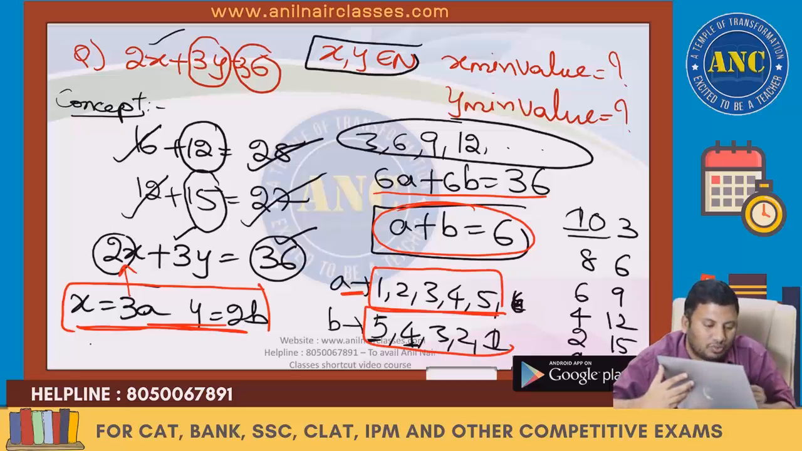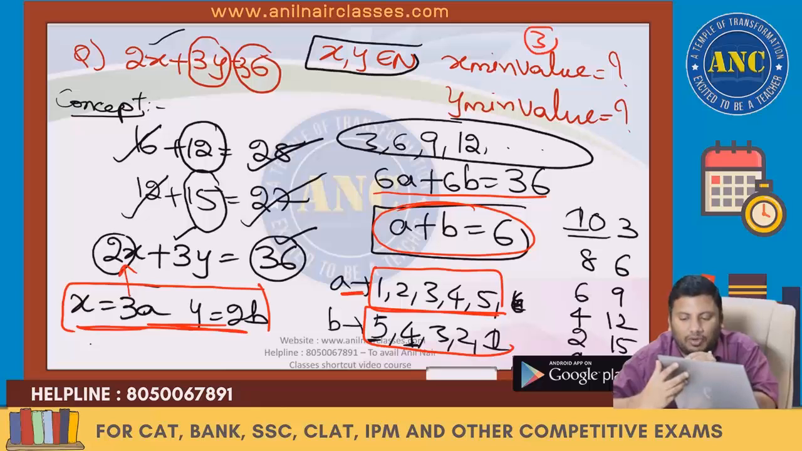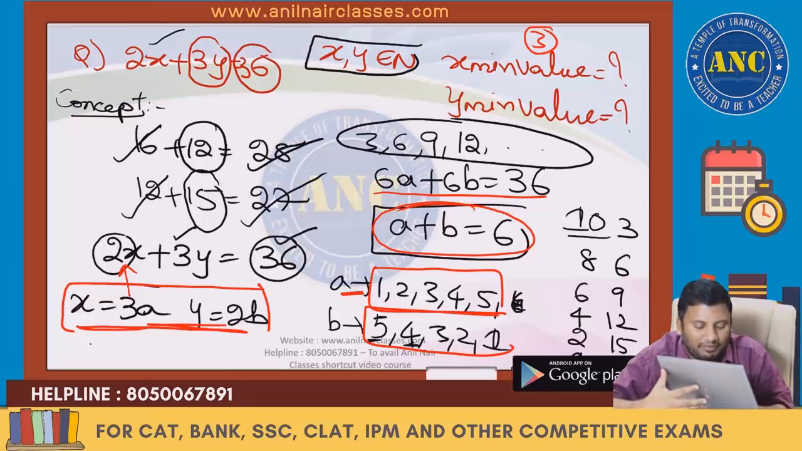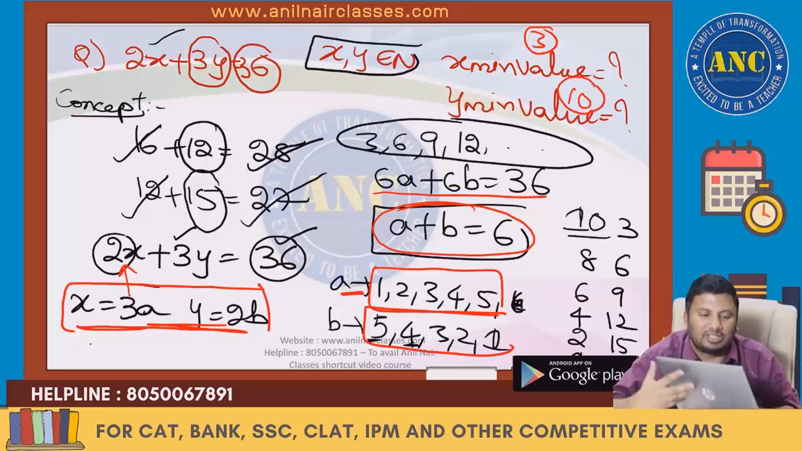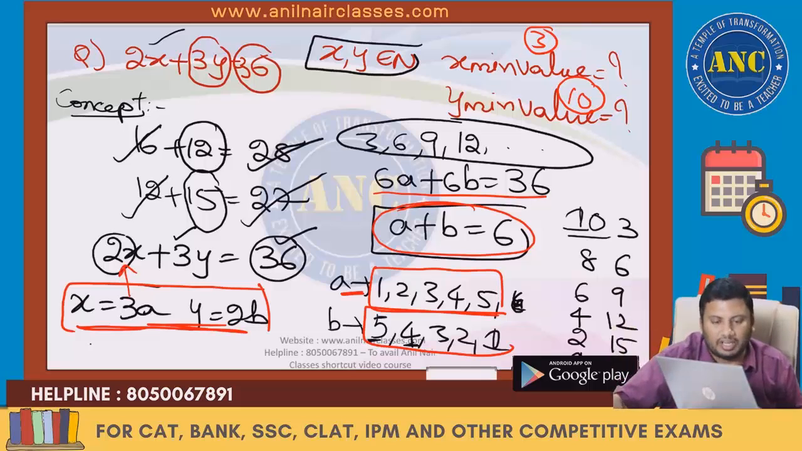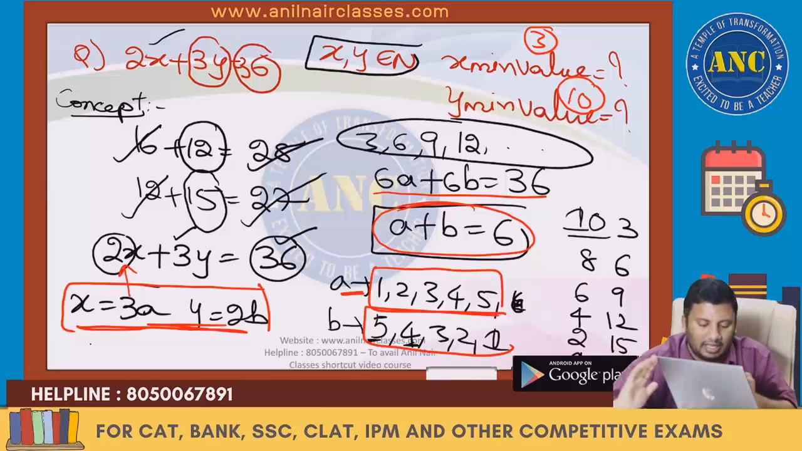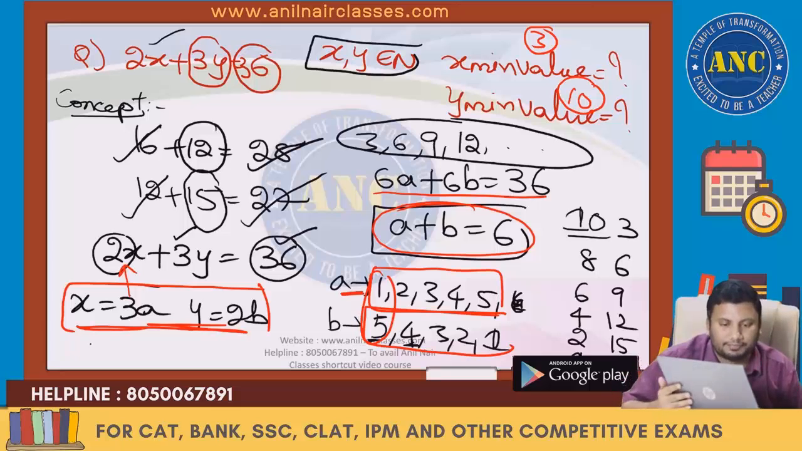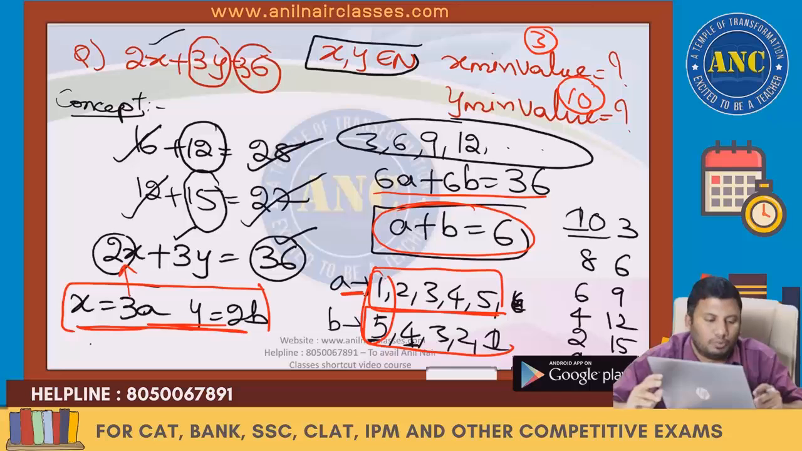If a is 1, x minimum value will be 3. What will be the y minimum value? 5 2s are 10. Check whether it is satisfying the equation. 2 3s are 6, 3 10s are 30. 30 plus 6 is 36. Idea clear? A is 1, b is 5. This is the lowest value. One more question. In fact, 2 more questions I will solve.